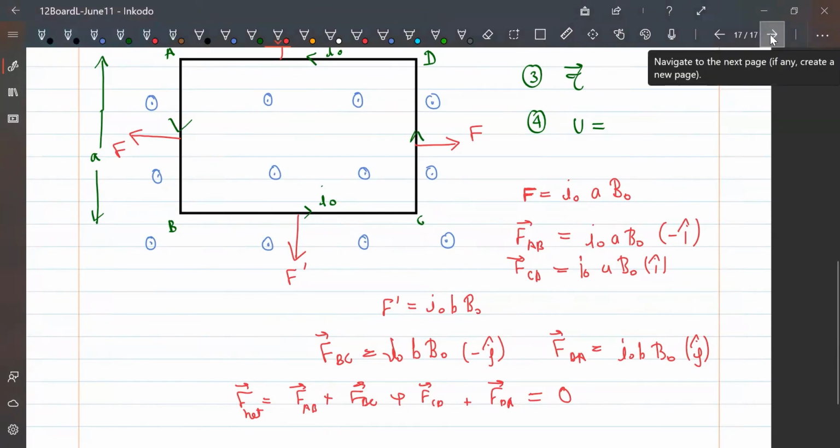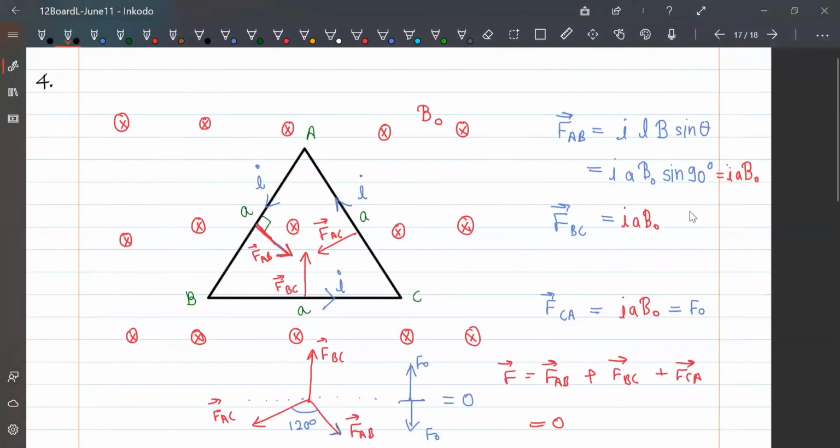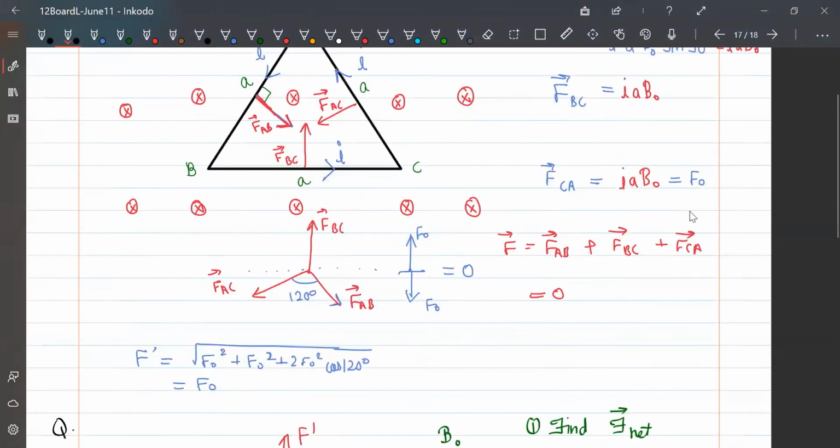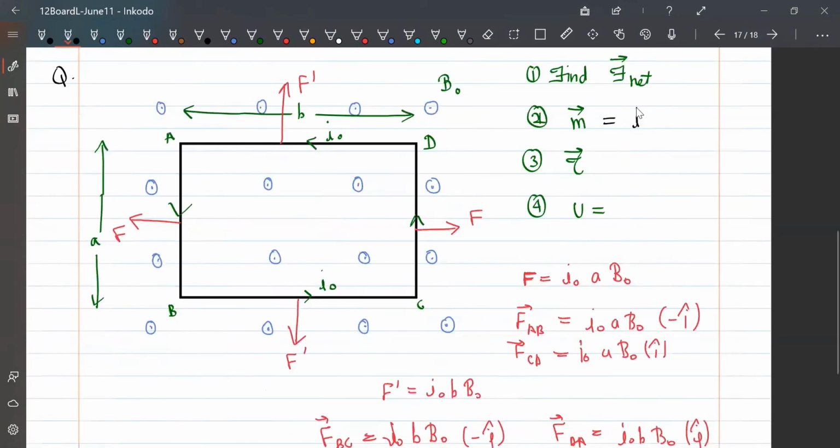Okay, next question. Sir, energy is also zero. Let us also find the magnetic moment. That will be I A B.